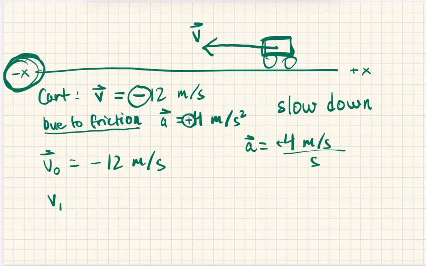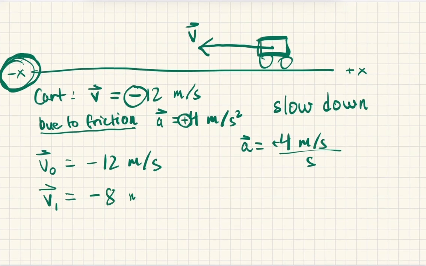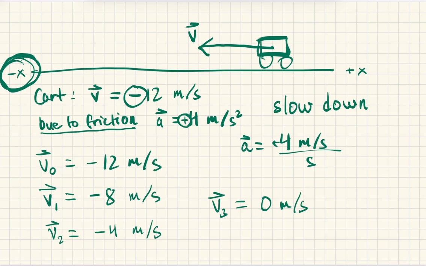So after a second passes, then our velocity is going to be negative 8 meters per second, and maybe after another second, it's going to be negative 4. And then after another second, after the 3 seconds pass, then it'll be 0 meters per second, okay? And then here we can see, right, that the speed is decreasing. The speed is decreasing, so the magnitude of our velocity is getting smaller. And so we see that this object is slowing down, okay?